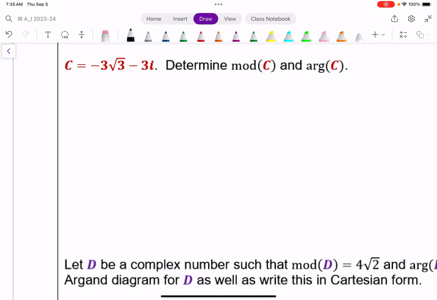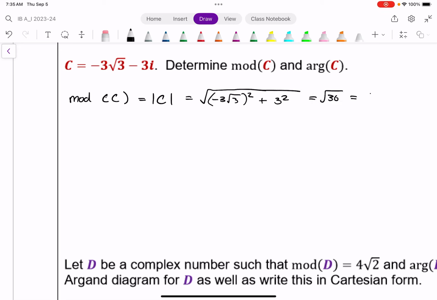So the modulus of C, or the absolute value of C, is the square root. I'll go back to the minus 3 root 3 all squared plus 3 squared. We should get root 36, which is exactly 6.